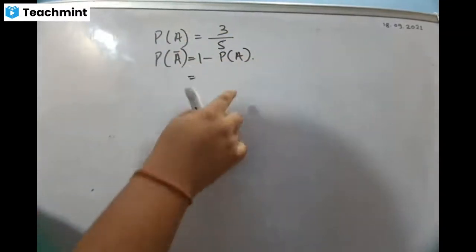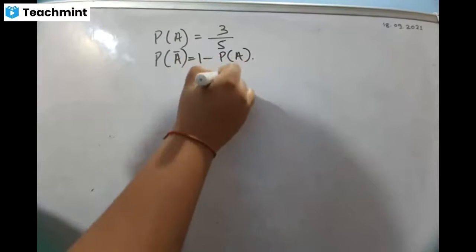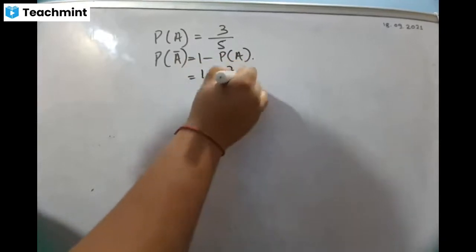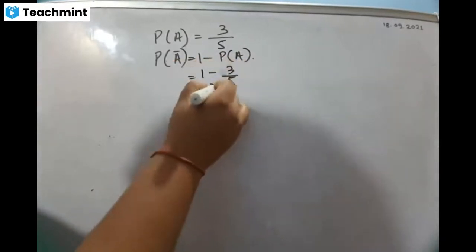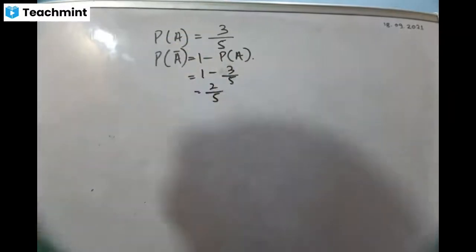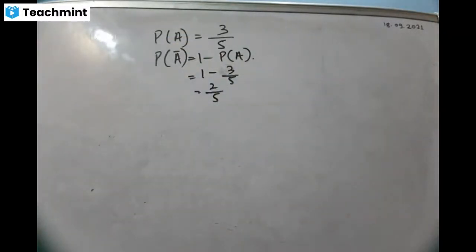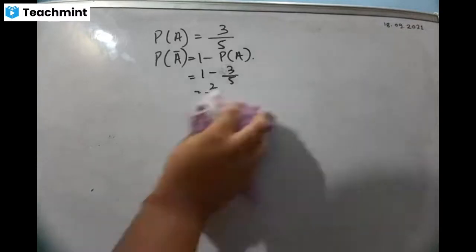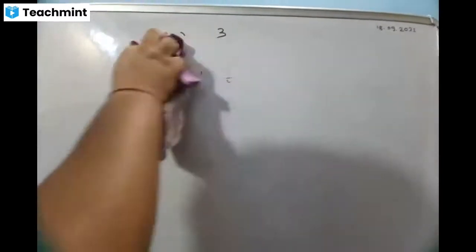You can write 2 by 5 directly, or 1 minus 3 by 5 will give you the same value. So this is the meaning of A dash. A dash, not A, or we can say complement also. So you understood the formula, everyone. So let me give you two more formulas.